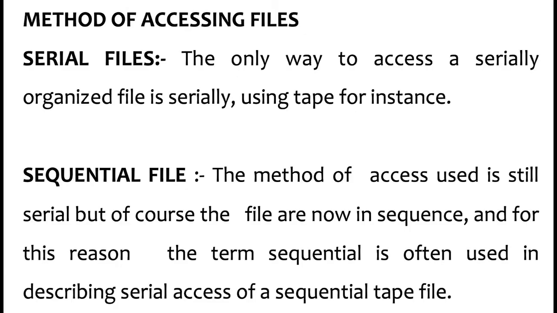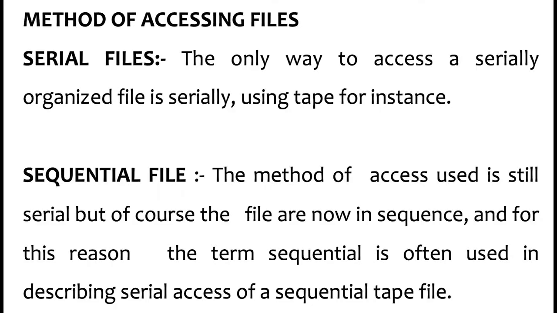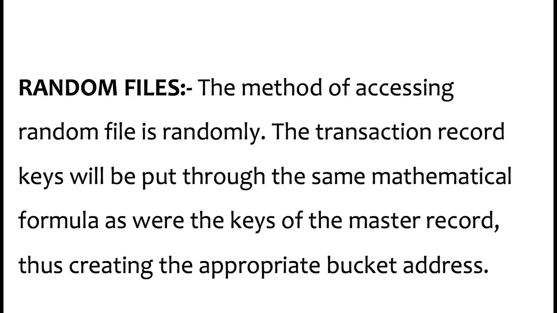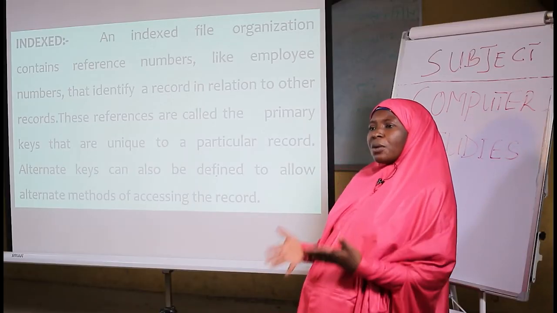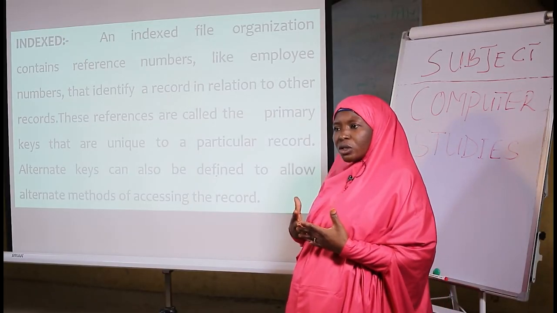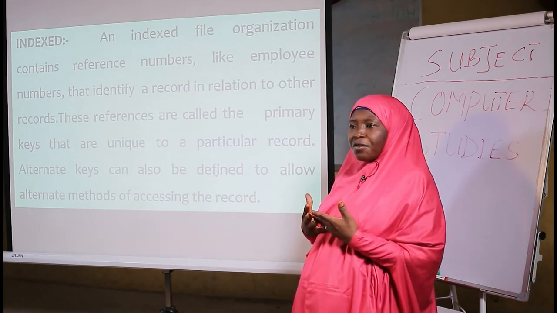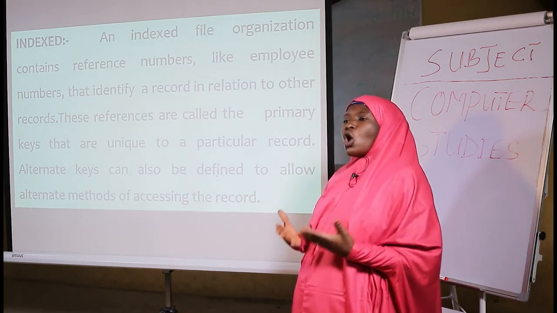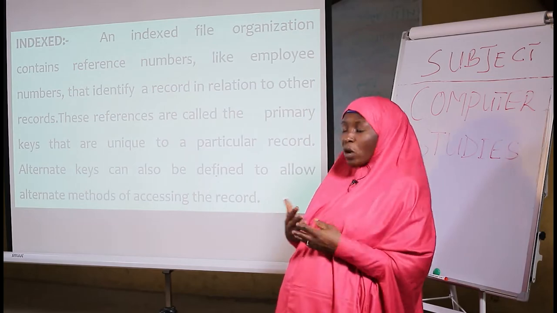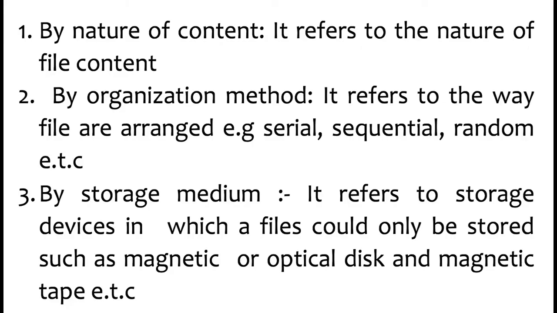The next is how we access our file. How do we access our file? We have 3 types of accessing of file. We have the serial method, we have the sequential method, and we have the random method. And we said we have some criteria that we use in classifying our file. This depends on which content of files we are using, like the nature or the content, what the file contain.